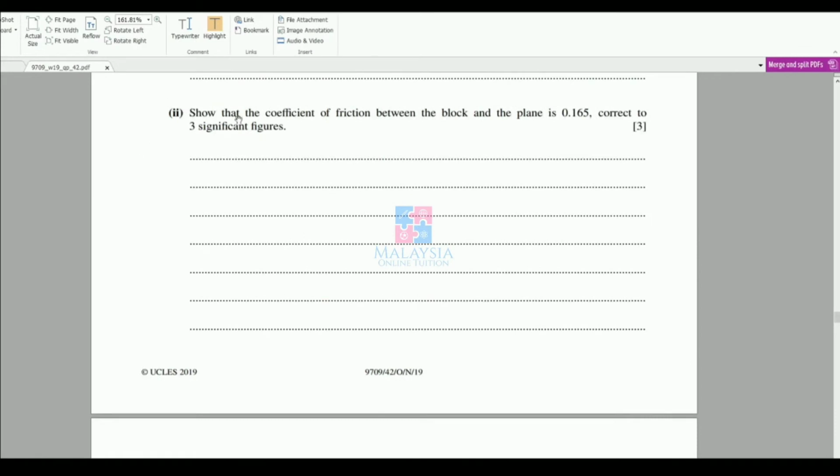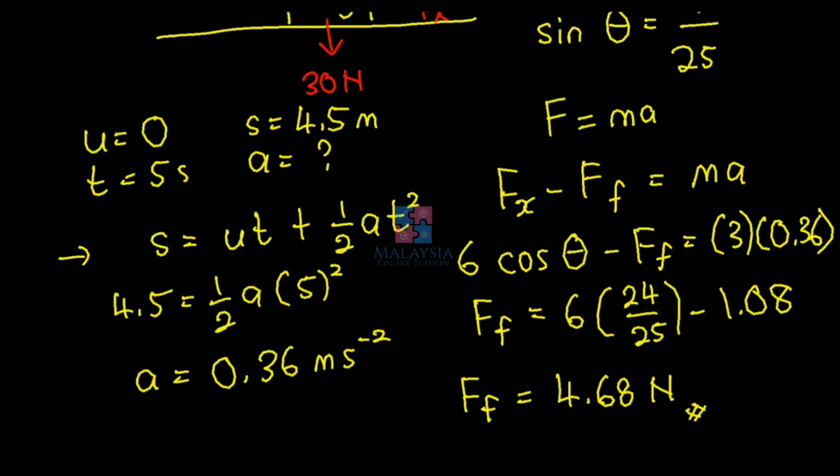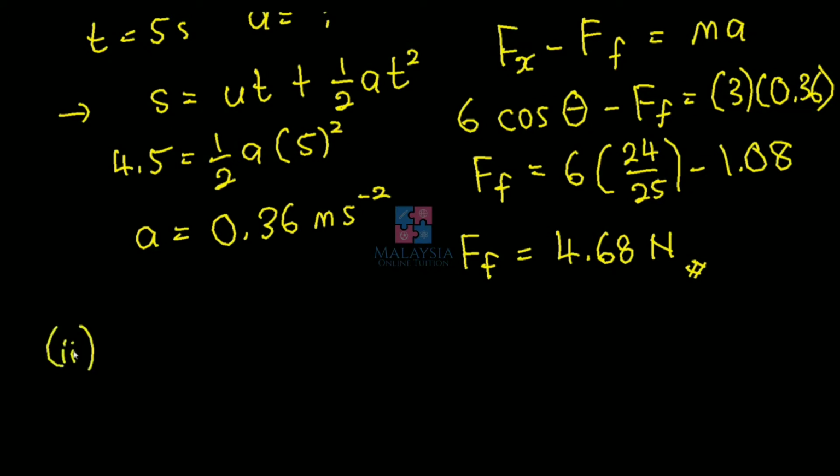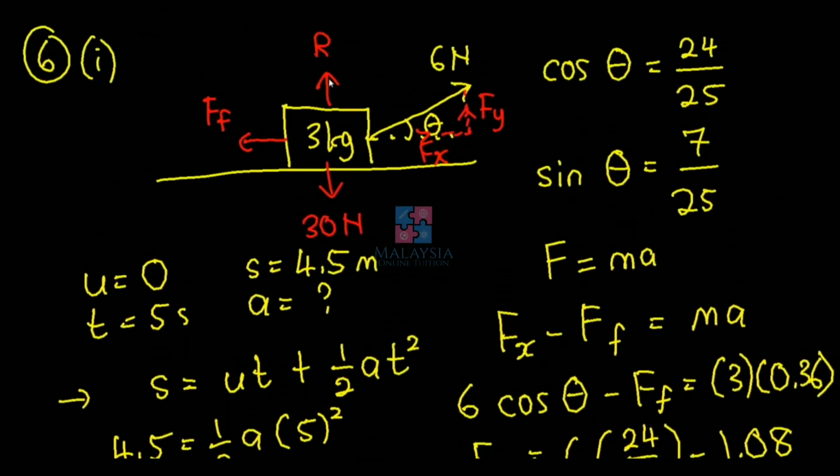For part 2, show that the coefficient of friction between the block and the plane is 0.165, correct to 3 significant figures. Since we already have our frictional force from part 1, we know that the formula for frictional force is mu N, but I use R in this question, so it's mu R. So 4.68 equals mu R. So we need to find our R before we can find our coefficient of friction. Looking back at the diagram, you can see that R is in the same direction as Fy, and both of them are in the opposite direction to the 30 Newton.